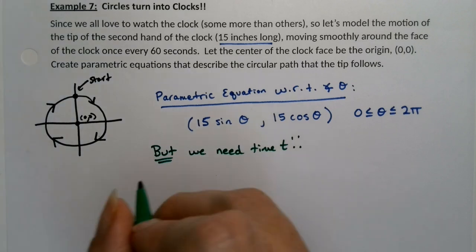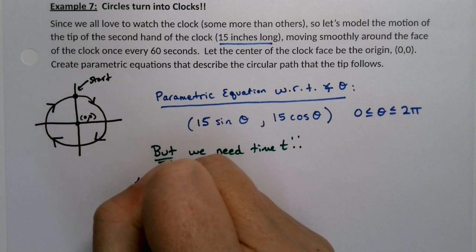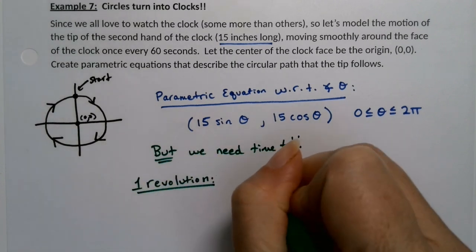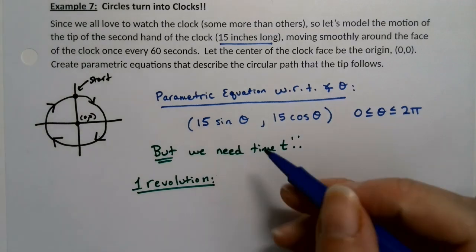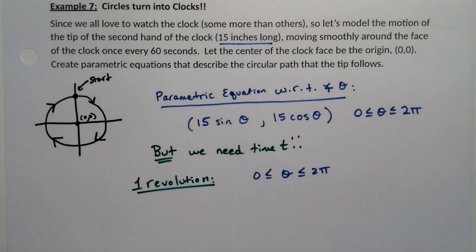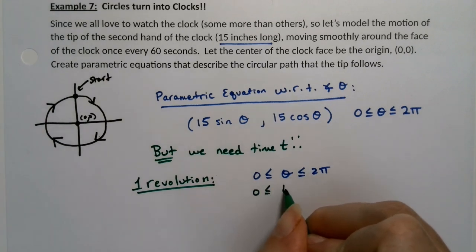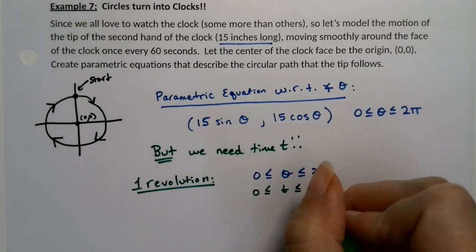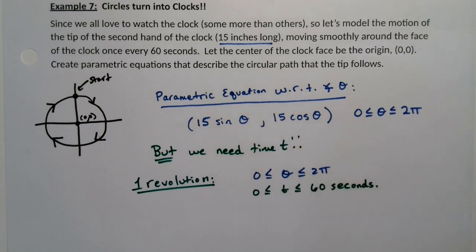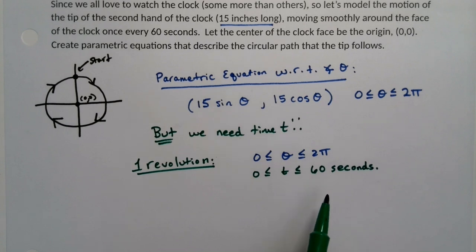All right, well, let's think. One revolution would be 0 is less than or equal to theta, which is less than or equal to 2 pi. But that's also 0 is less than or equal to time, which is less than or equal to 60 seconds. Because on a clock, since we're working with the second hand, it would take 60 seconds to move all the way around, as opposed to the hour hand, which would take 12 hours.